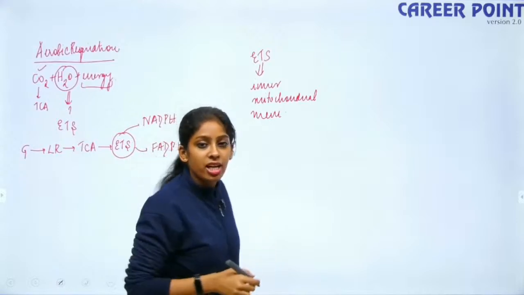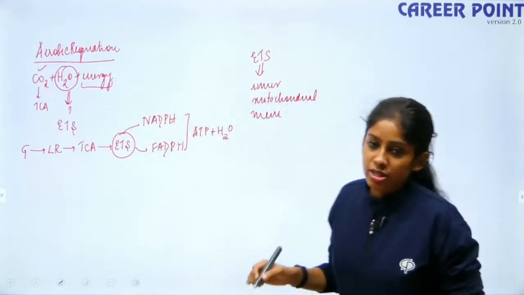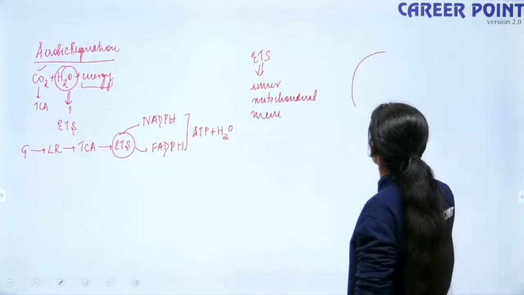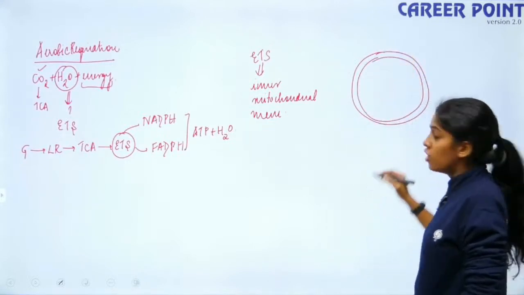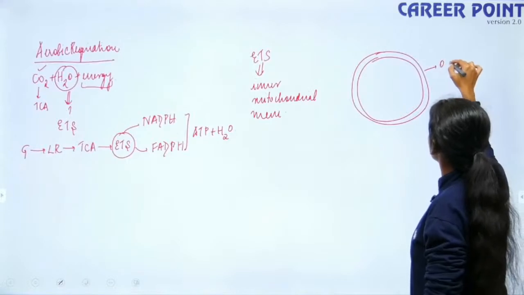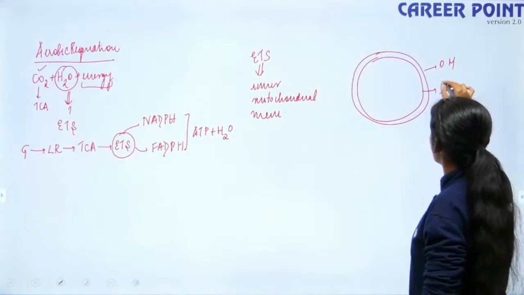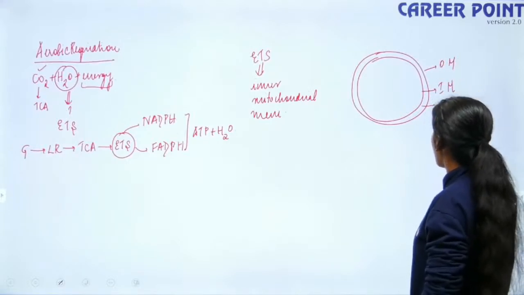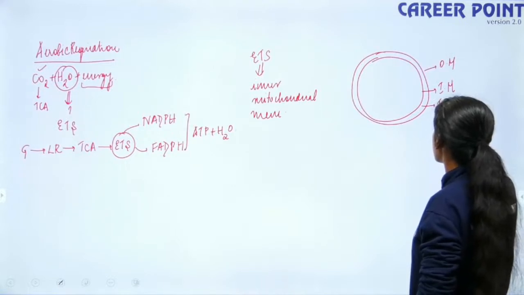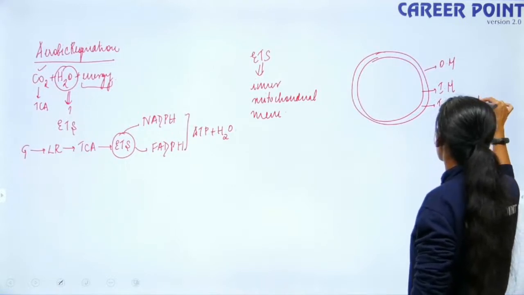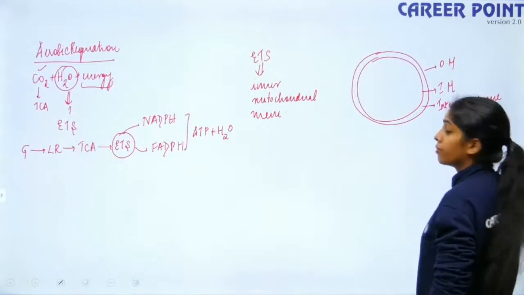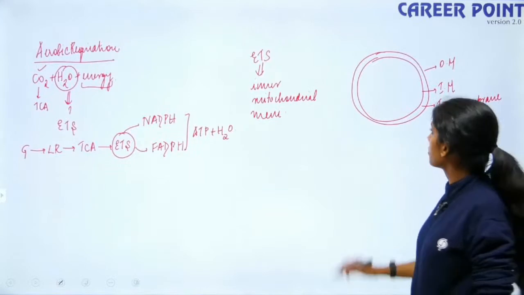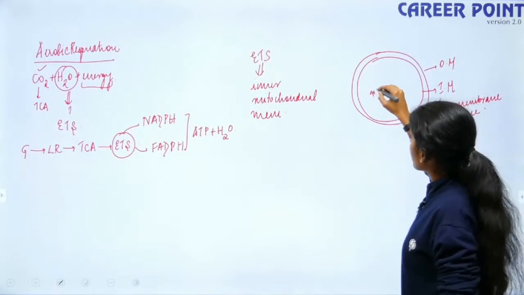So what is this inner mitochondrial membrane? Let me give you the structure here. So your mitochondria is a double membrane structure like this. So we have an outer membrane, we have an inner membrane, and we have an intermembrane space. And this is our matrix.